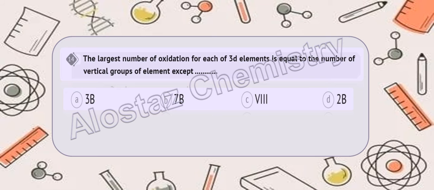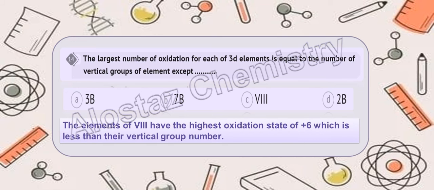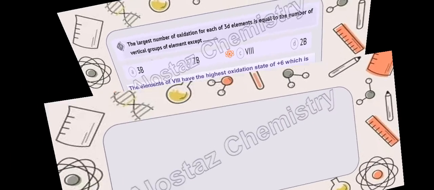I think it's a very important question and is repeated many times. The elements of group VIII have a highest oxidation state of +6, which is less than their vertical group number. Its vertical group number here is 8, but its maximum oxidation state is +6. So the right answer is letter C. Let's go to question 15.